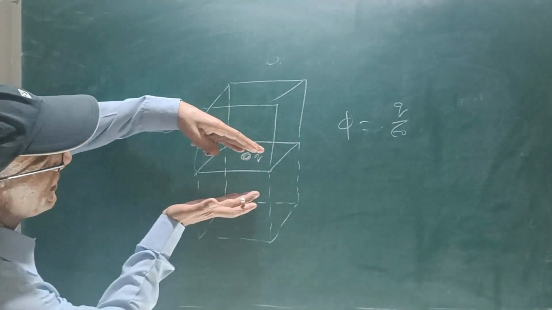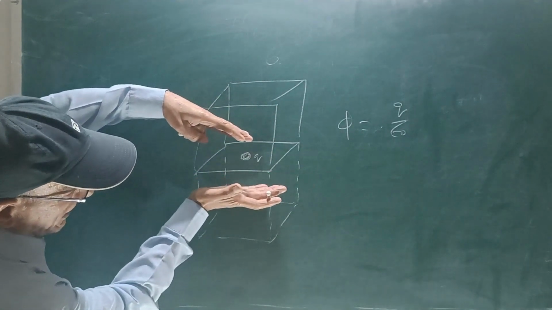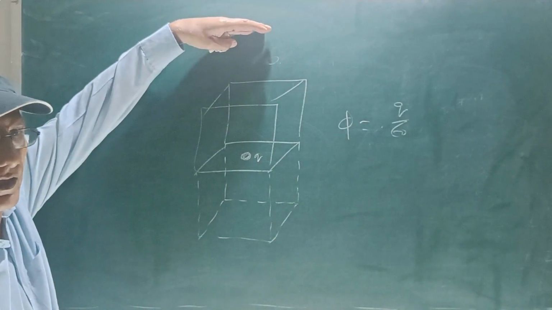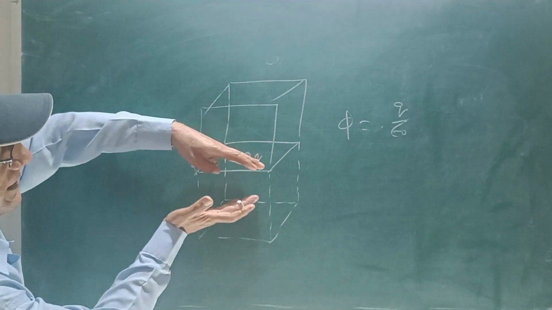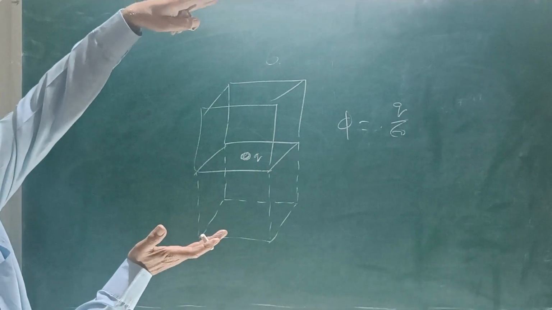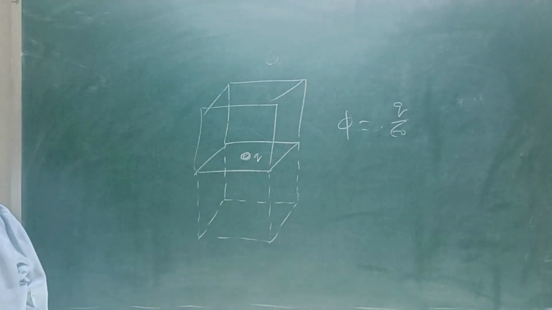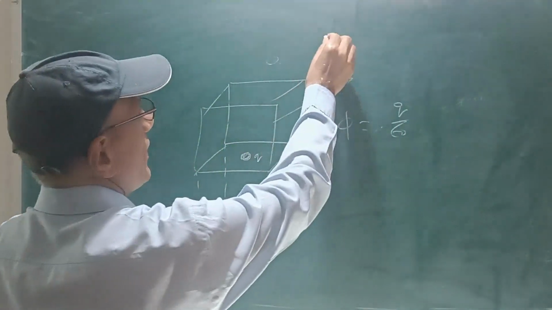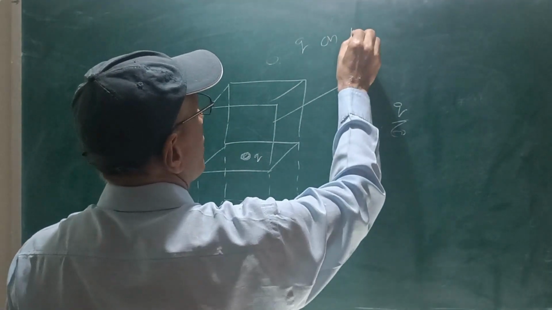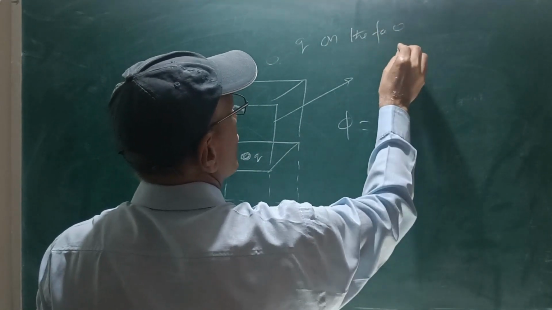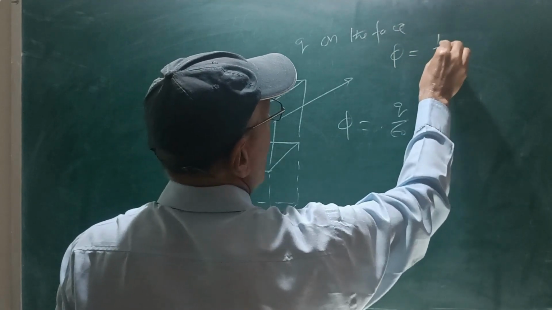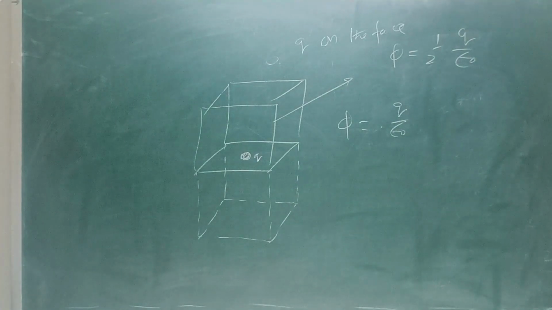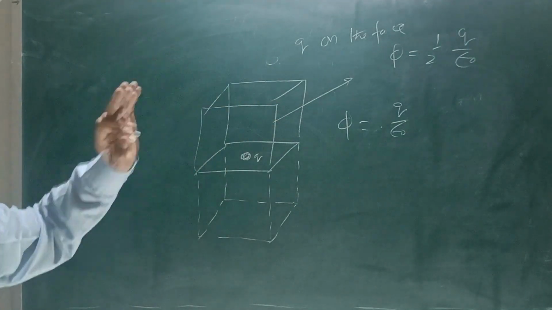But if you see the symmetry, how much flux will be passing through this cube and how much flux will be passing through this cube? Since it is at the midway, at the center, half of the flux will be above and half of the flux will be on the lower side. So in this case, when the charge q is on the face, the total flux will be half of q by epsilon naught. So this time the flux will be half only.